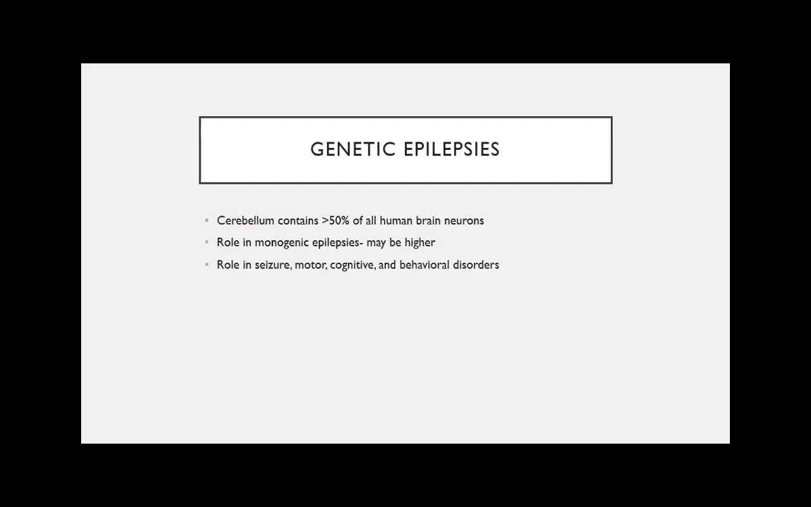Coming to genetic epilepsies with cerebellar involvement. The cerebellum contains more than 50% of all human brain neurons. More than 900 monogenic epilepsies are reported. So, the cerebellar involvement in monogenic epilepsies may be higher, with varied patterns of involvement. And so it has a role in seizure, motor, cognitive, as well as behavioral disorders.